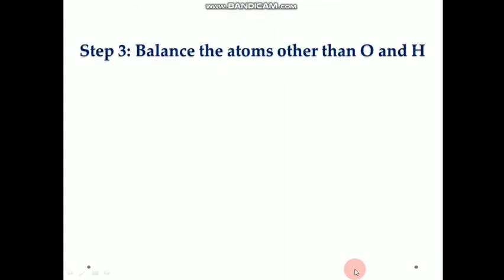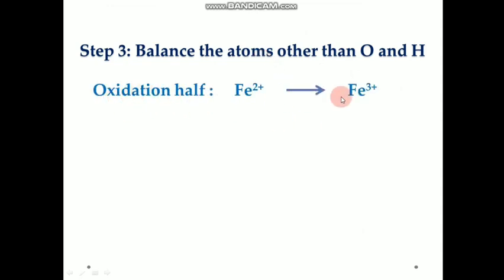Balance the atoms other than oxygen and hydrogen. So that's what we are going to do in the third step. This is somewhat similar to the oxidation number method we have done. The oxidation half is actually balanced. Fe, one atom is there on this side, and one atom on this side also. There is no change for that.